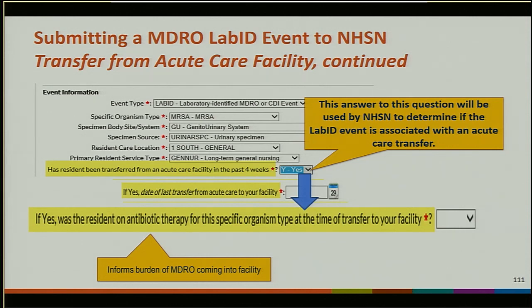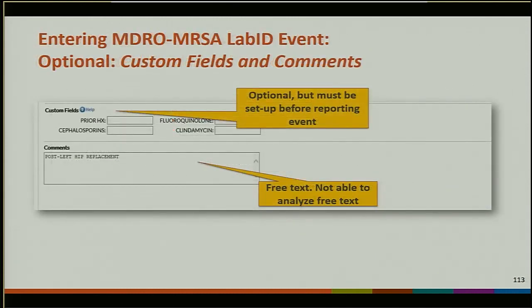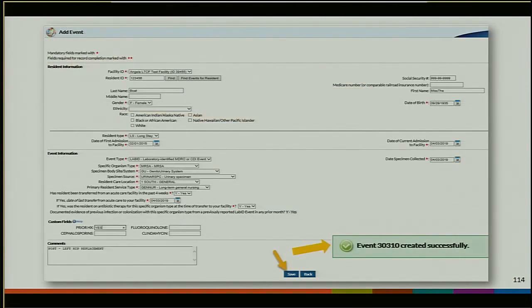Again, this is going to inform burden of MDROs coming into your facility. Was that resident on antibiotics? Was that resident being treated for an MRSA infection or a CRE infection upon transfer to your facility? And then again, the documented evidence will be grayed out, non-editable. And again, here are the custom fields. Remember, the custom fields are going to be blank for you guys because these have to be set up by you, but I just wanted to show you an example. Then you have the option to do comments and free text for your own internal documentation. And then here's what it looks like. You click save and you'll get that nice event number.